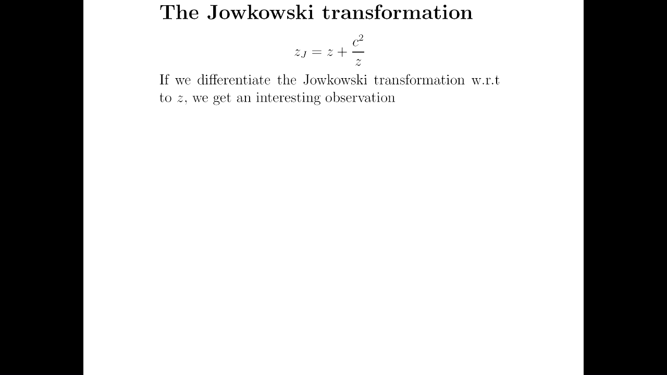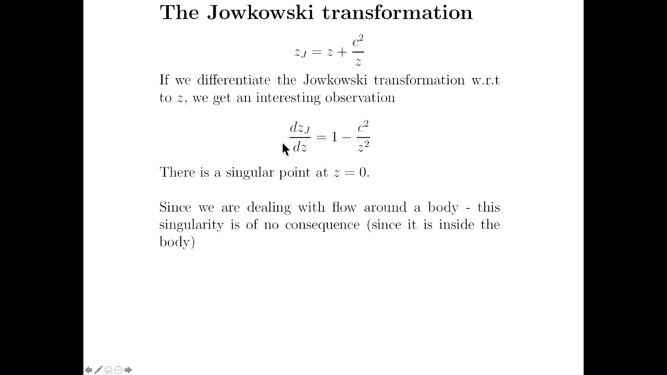Okay, all right, so when we differentiate the Joukowski transformation with respect to Z, we get something quite interesting. If I differentiate this, Z is just going to be 1, and C squared over Z is going to be negative C squared over Z squared. Now, there's going to be a problem when Z equals 0. When Z becomes 0, this term blows up, so there's a singularity. But this is not very important because when Z equals 0, it's inside the solid body, so we're not too concerned about that.